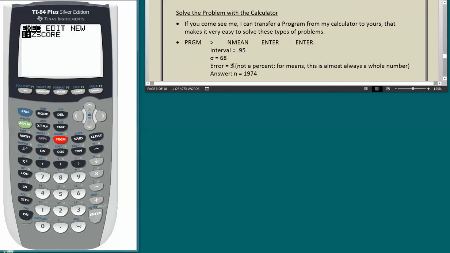So even though the problem said 3 points, that does not mean 3 percentage points. So for a mean problem, the margin of error is almost always a whole number. So you would just put in 3 there. And you would hit enter after doing all those, and your answer would come back immediately. N equals 1,974. That means your sample has to contain at least that many subjects in order to meet the requirements, the 95% confidence level and the margin of error. So that's how you would do it on the calculator, and I'm sorry I can't demonstrate it on this calculator here. But again, if you want that, come see me. I will transfer that program from my calculator into yours.